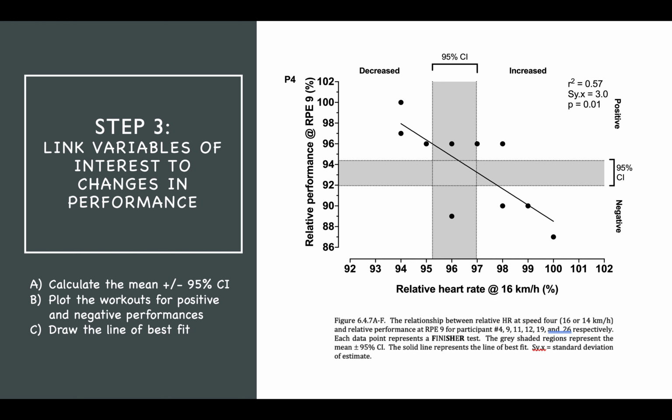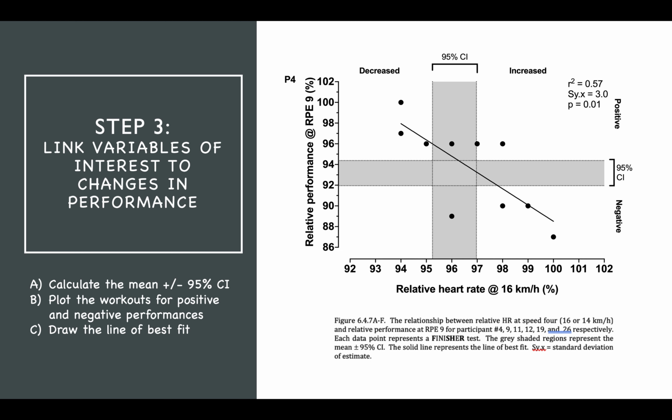Our athletes repeated the fartlek run once a week for 6 months, so at most, they would have 24 workouts. For each individual athlete, we took the average speed that they ran at RPE 9 on each workout, and then we calculated the mean and the 95% confidence interval around that mean for running speed at RPE 9.